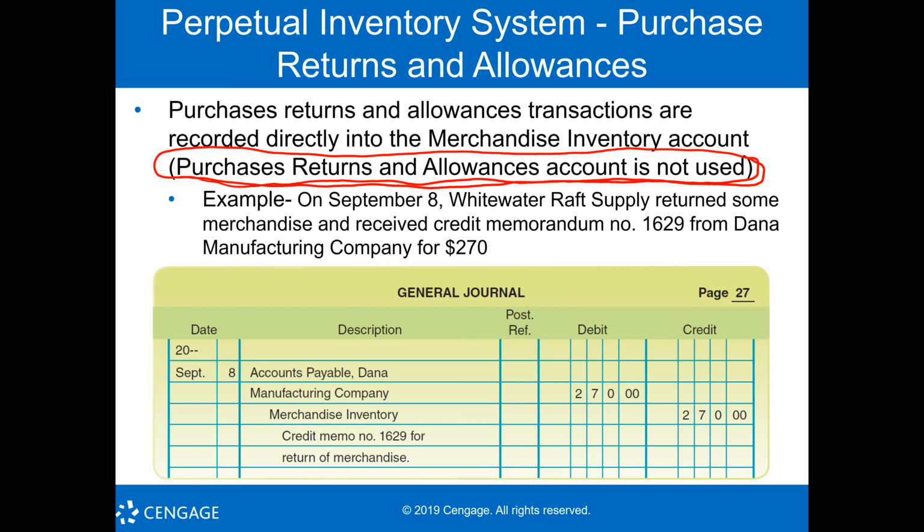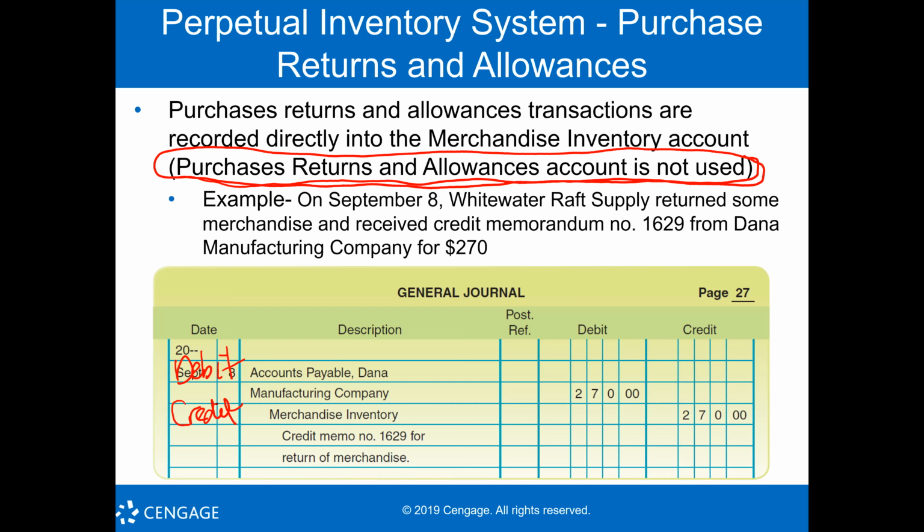In this example, it says on September 8th, Whitewater Raft Supply returned some merchandise and received a credit memo from Dana Manufacturing Company for $270. So it reduces what we owe. So we're debiting accounts payable, reducing what we owe Dana Manufacturing Company. We're crediting merchandise inventory, and that's reducing inventory.